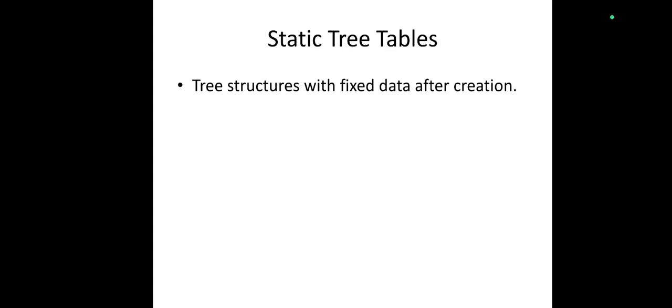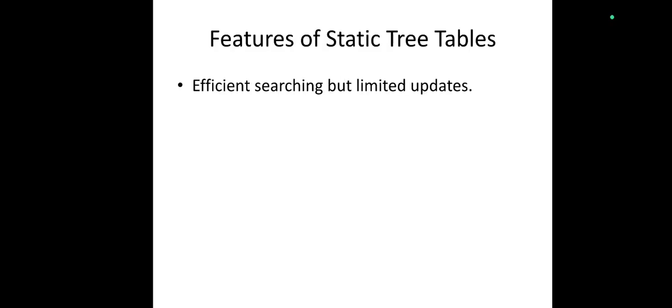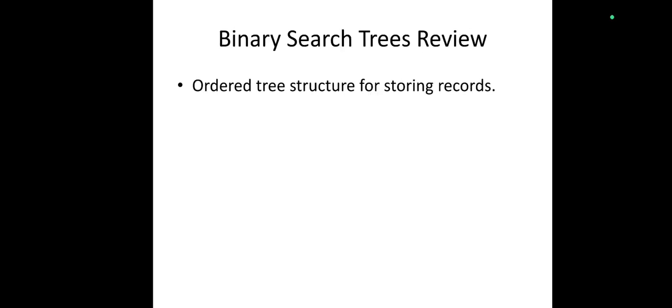Static tree tables: tree structure with fixed data after creation. Once the nodes are inserted, they are rarely modified. Features of static tree tables: efficient searching but limited update. The characteristics are fixed structure, efficient searching, minimal updates.